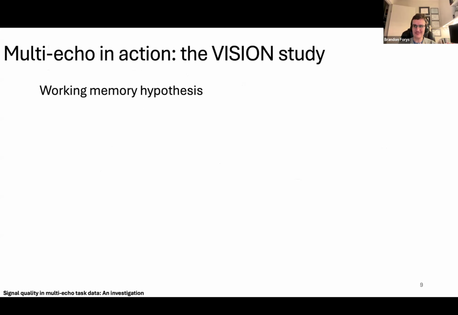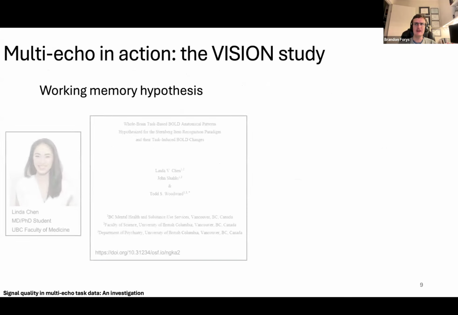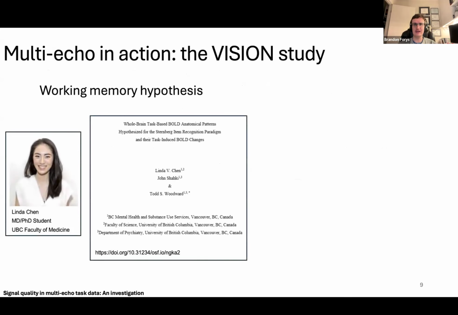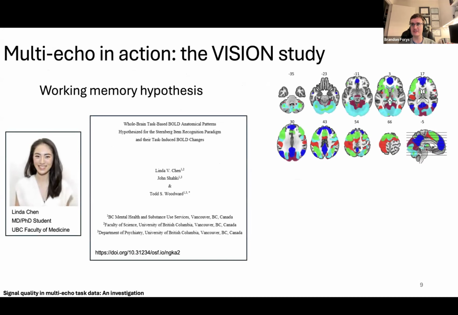And now, Todd, I hope I get this part right. I want to talk a little bit about how we've been investigating signal to noise ratio in multi-echo in task-based situations. So here at UBC, we've had a working memory paradigm used by Todd Woodward's group to validate the quality of data at each echo on a couple of different scanners.